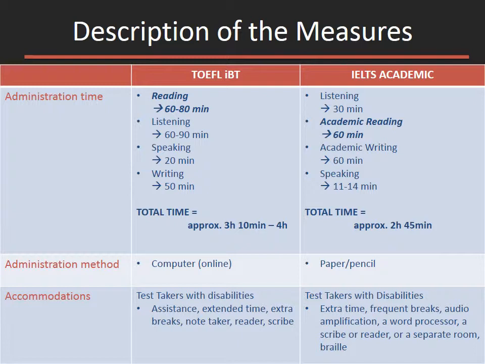When it comes to the IELTS academic test, it begins with the listening section, followed by the academic reading, which is approximately 60 minutes, and concludes with the academic writing and speaking sections. The total time is approximately 2 hours and 45 minutes and is administered through paper and pencil. Accommodations are also made for test takers with disabilities, which include extra time, frequent breaks, audio amplification, a word processor, a scribe or reader, or a separate room, including a Braille version of the test.